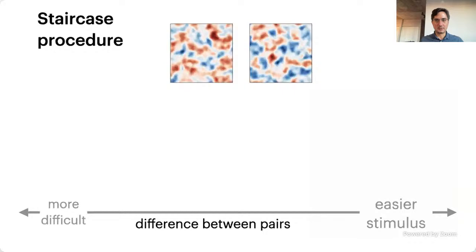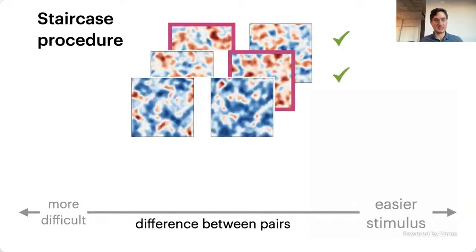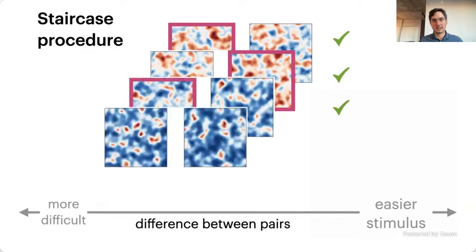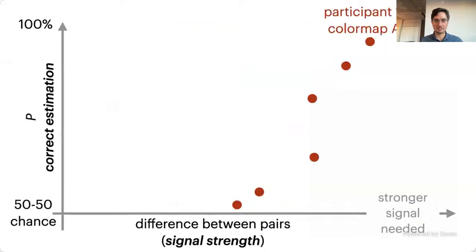Now, to control the difficulty of stimuli, we start with an easy pair of images. And if participants are able to guess correctly, then we would make the next stimulus more difficult. And we would keep doing this up to a point where people can't distinguish the difference between the two. And then at that level, we would reverse and we would make the next stimulus easier. And what this gives us is a probability of correct estimation as a function of signal strength, which is essentially the statistical difference between the two images.